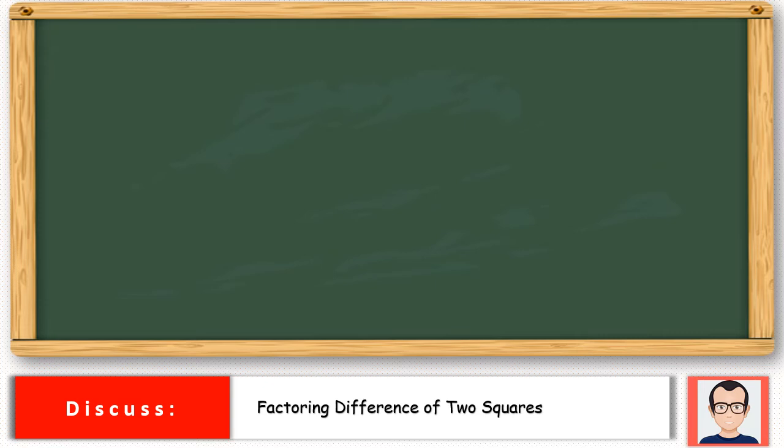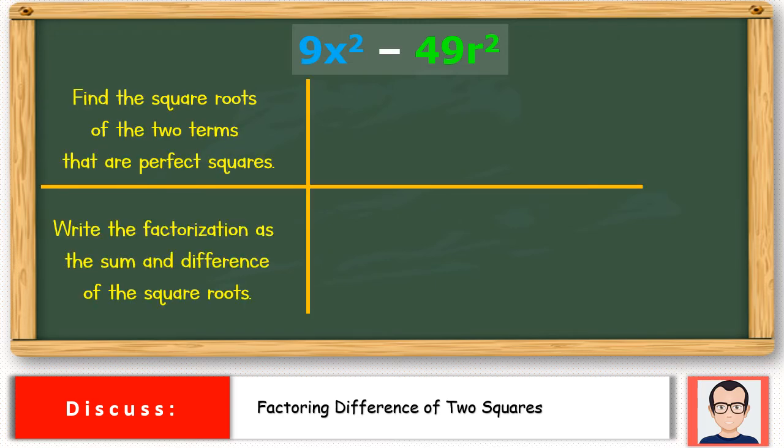Let's have this example: 9x squared minus 49r squared. We follow these procedures to factor the given expression. First, we get the square root of 9x squared, and that is equal to 3x. Then, for 49r squared, we have 7r.